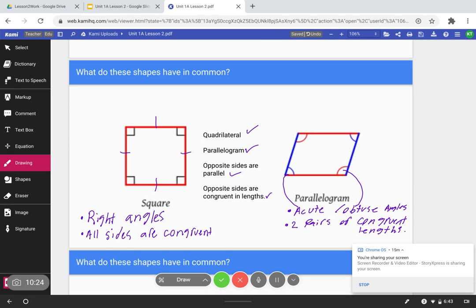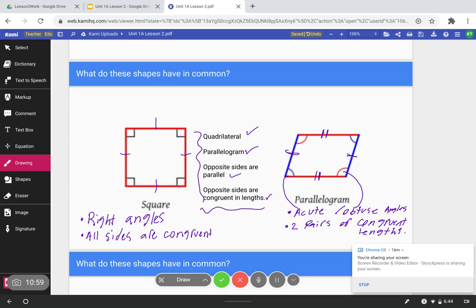The parallelogram has two pairs of congruent lengths. So as you can see, the red lines are equal in length, and the blue lines are equal in length. Unlike the square, all four sides are equal. The parallelogram has two pairs of congruent lengths. So although they have all of these things in common, they still have unique attributes that make them different from each other.